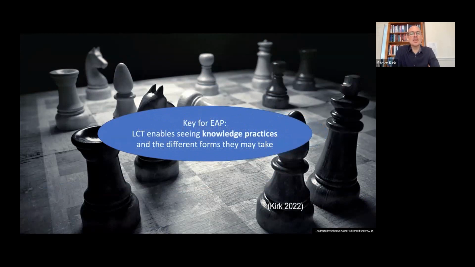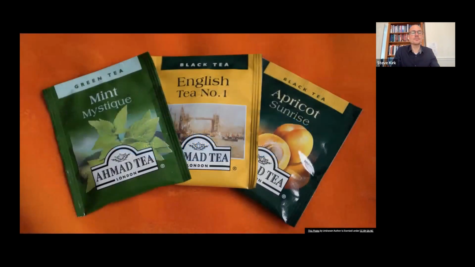So for me, I think key for EAP is the way that LCT enables us to see knowledge practices. We talk a lot about language, we talk about texts, and we do talk about knowledge as well, but I don't think we have this language for talking about the different forms that knowledge takes and how that interacts with actors, how it shapes curriculums, how it shapes people, how it shapes practices and contexts and so on. And I think one of the really exciting things about LCT is that it gives us this new language.